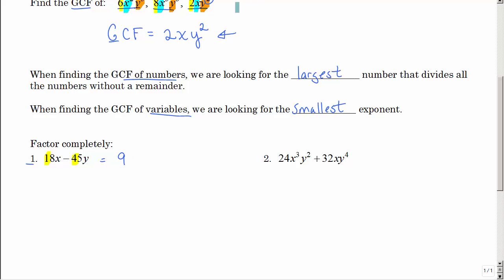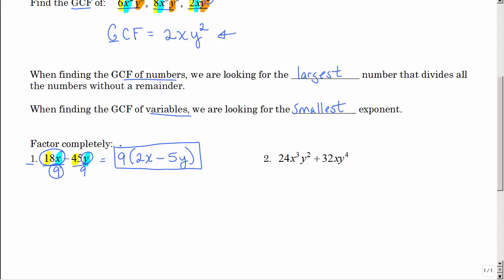Then we look at the letters. Do they have anything in common? No, they do not. So we're dividing both of these by 9. So I'm going to put a parenthesis. So 18 divided by 9 is 2, and then that would leave you an x. So we are dividing 18x by 9. We're dividing by that monomial again. Now we're dividing negative 45 by 9, so that's negative 5, and that would leave you a y.